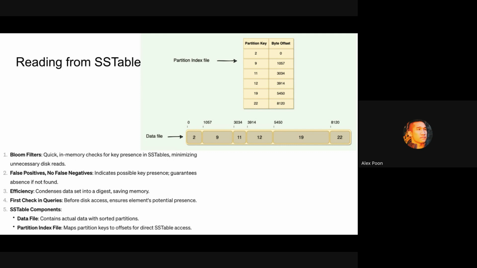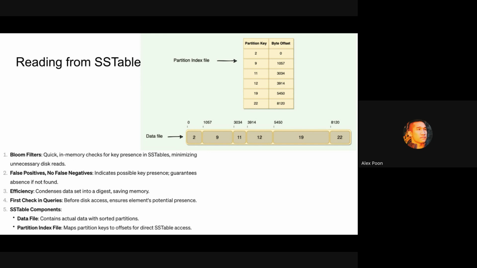How are SS tables stored on the disk? Each SS table consists of 2 files, and you can see in the diagram, I recommend you take a look. The data file is where the actual data is stored. It has partitions and rows associated with those partitions. The partitions are in sorted order.